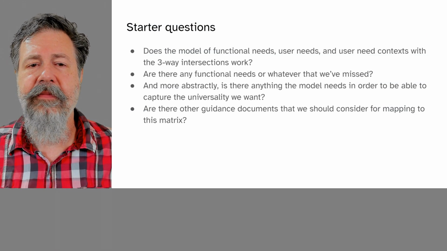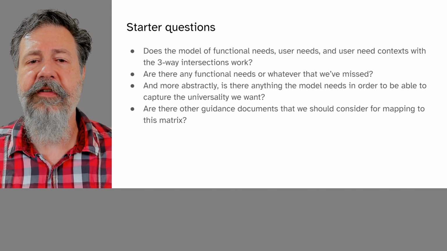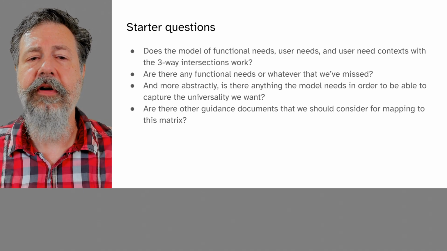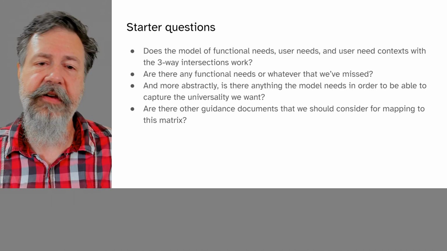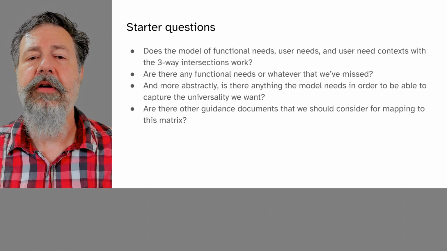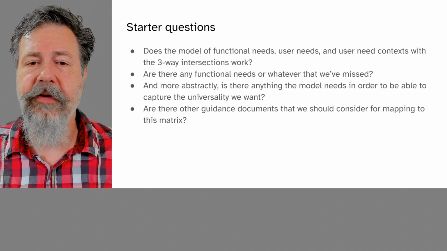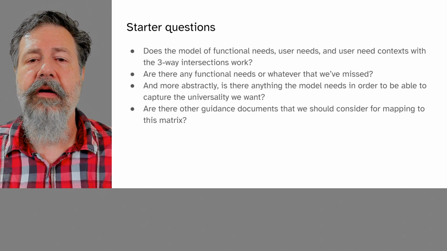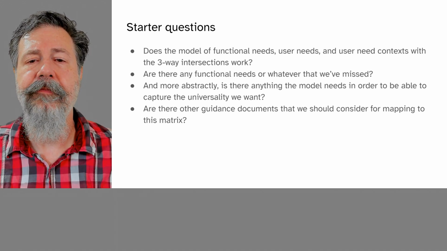That is, does the model of functional needs, and user need context with the 3-way intersections work? Are there any functional needs or whatever that we missed? More abstractly, is there anything the model needs in order to be able to capture the universality that we want? Are there other guidance documents that we should be considering for mapping to this matrix?